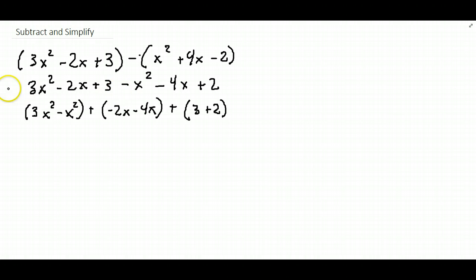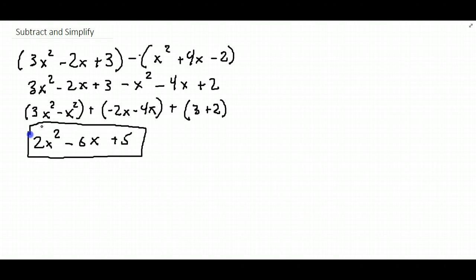And now let's combine our like terms. To start with, we have 3x squared minus x squared. We get 2x squared. And then we have a minus 2x minus 4x, which gives us a minus 6x. And last, a 3 plus 2, which is a plus 5. And that would be our answer. 2x squared minus 6x plus 5.